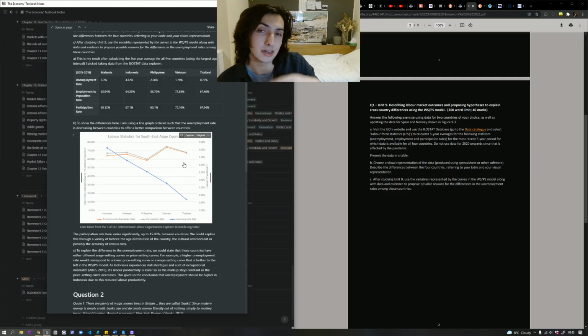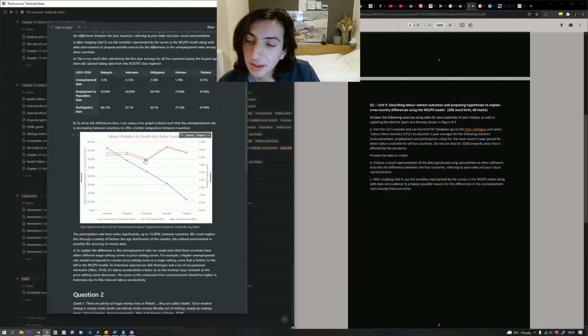Employment rate and employment to population ratio, they're similar things, so go for them. You've got the participation rate in grey, and you've got the unemployment rate in blue. Here I've ordered the countries by their unemployment rate decreasing, just so it's an easier visual representation. As we can see here, as the unemployment rate goes down, it doesn't seem to be correlated with the participation rate or the employment rate as well.